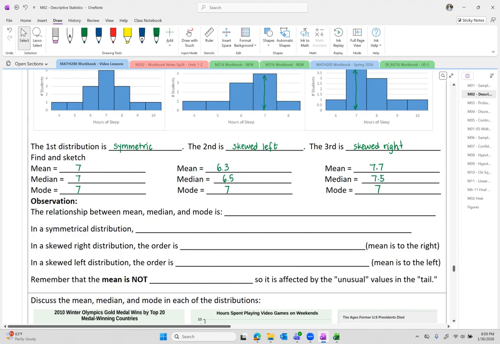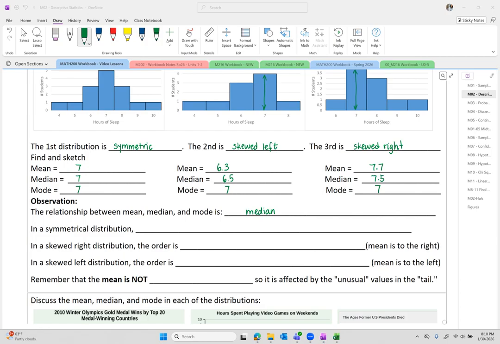And the observation that we make is that the relationship between the mean, the median, and the mode is that the median, which is the middle of the data, is always between the mean and the mode. So the median is always in the middle. It's in the middle of the data. It's also in the middle of the measures of center. In a symmetrical distribution, the mean, the median, and the mode are equal to each other.